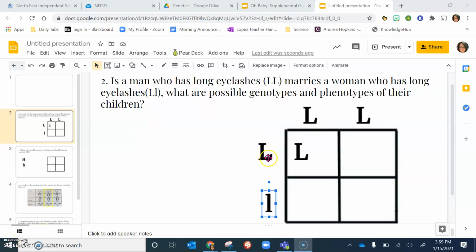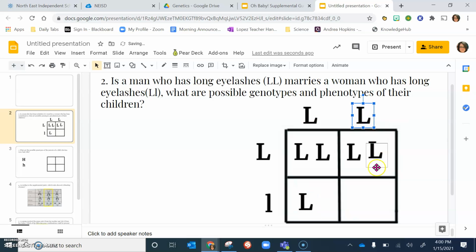So when we work out this Punnett square, that big L is going to move over to the right, and then move the other one over to the right. We're going to move the top big L down here and down here. We're going to move this top big L to this box and to this box, and then we're going to move the little l over and over.